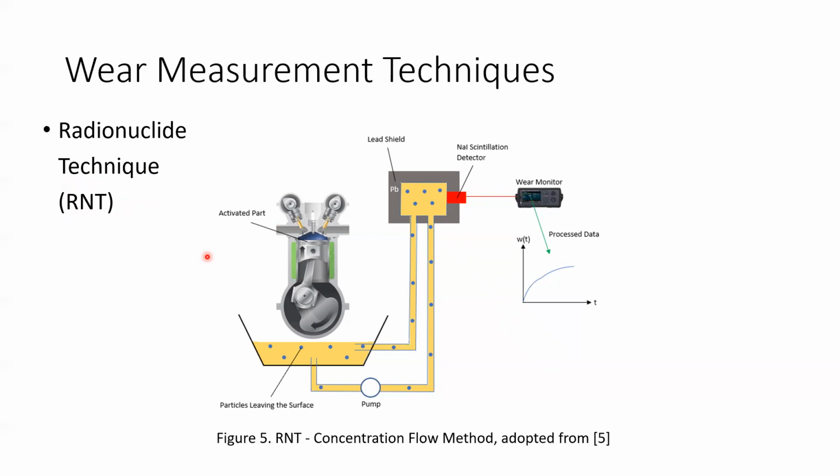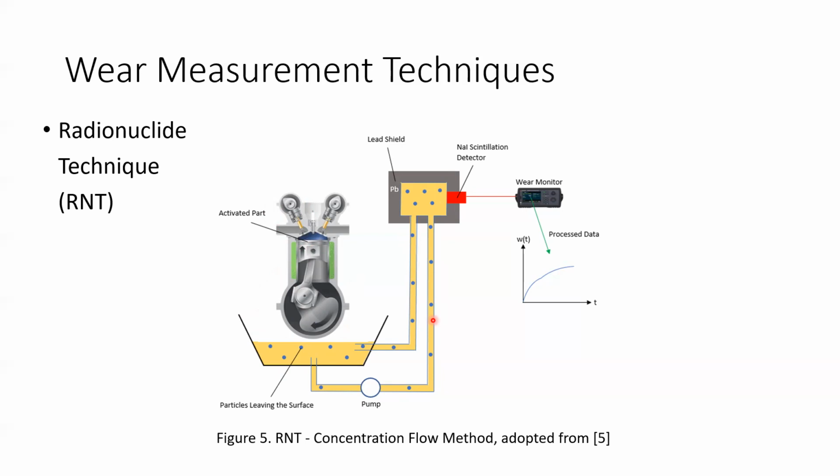Moreover, since the part to be examined is radioactivated selectively, wear testing of a particular component in an assembly of machine parts can be done without any ambiguity. This technique is applied in two ways: concentration flow and thin layer difference. When a flow, such as lubrication, is established and wear particles are carried through it, concentration flow is preferred, whose schematic is provided.